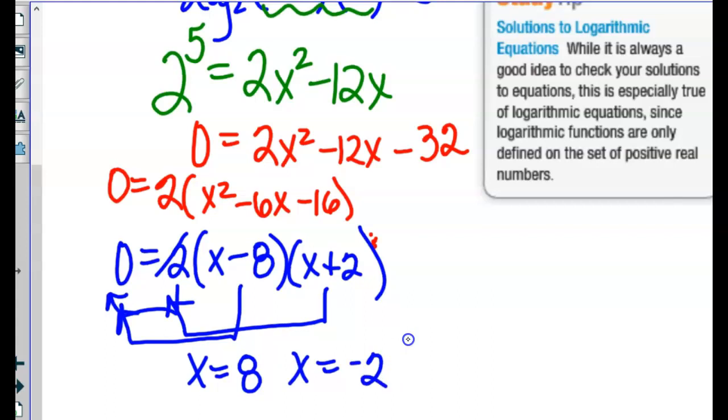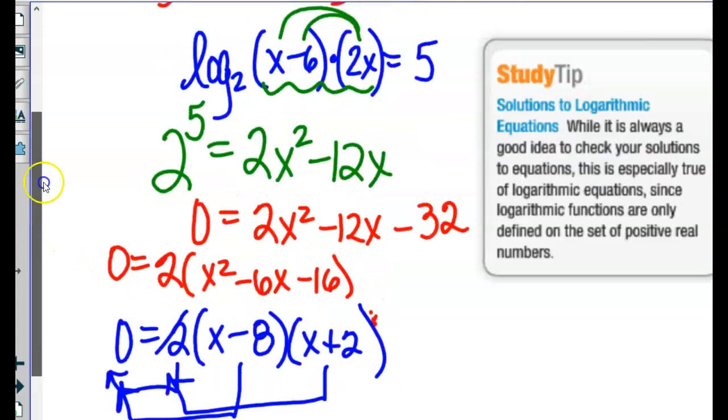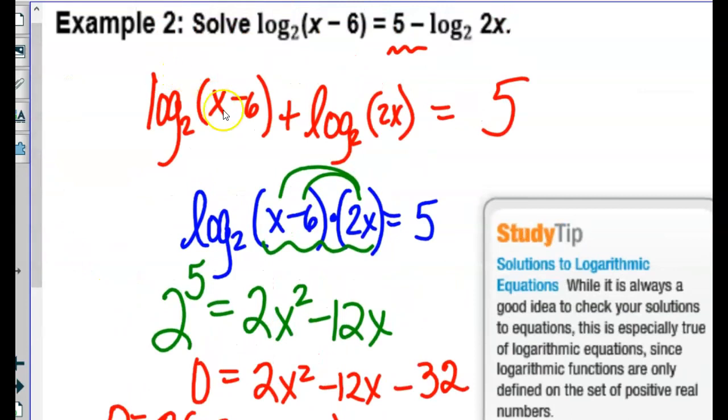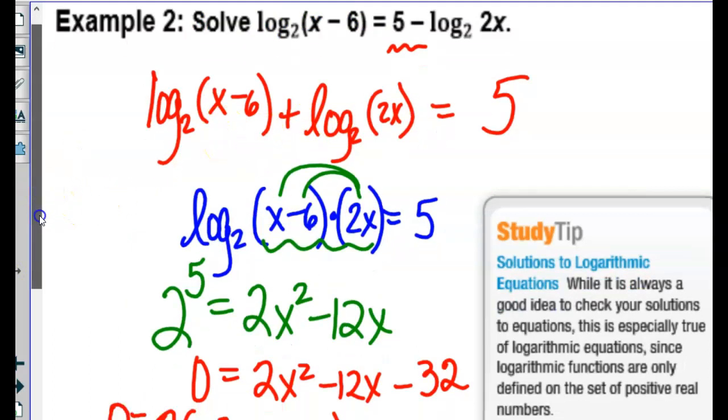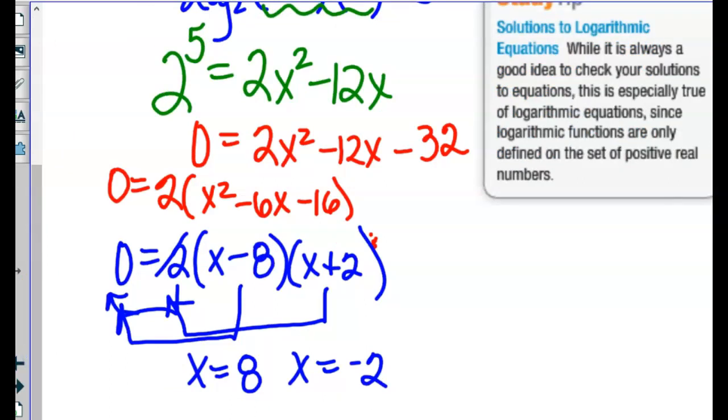Now, I think we should go back to the beginning, because I don't remember what this looked like. Can we put a negative 2 in? Can't put a negative 2 in. Can we put a 6 in? It didn't have a 6, it had an 8. Can an 8 work? Yeah, I think 8 is fine. But it cannot be this, okay?